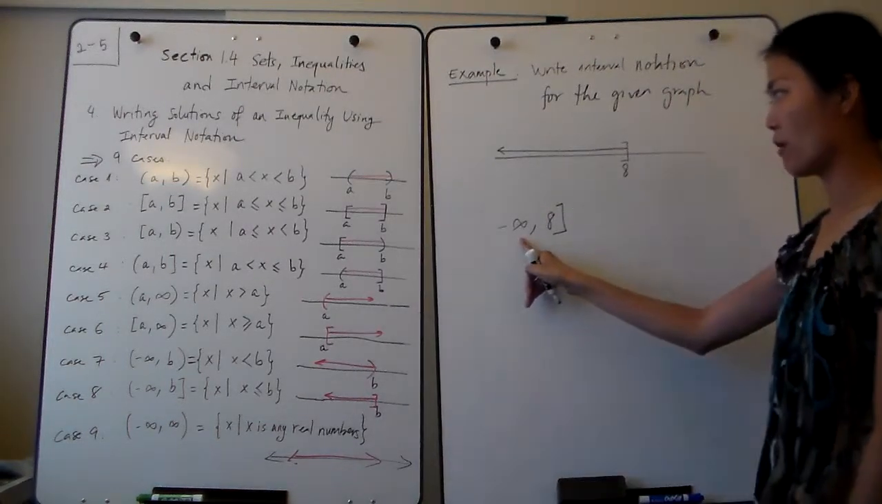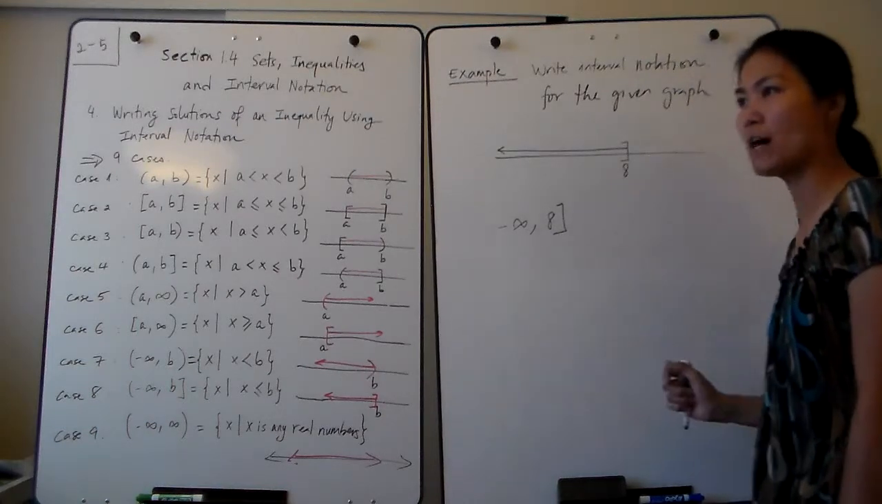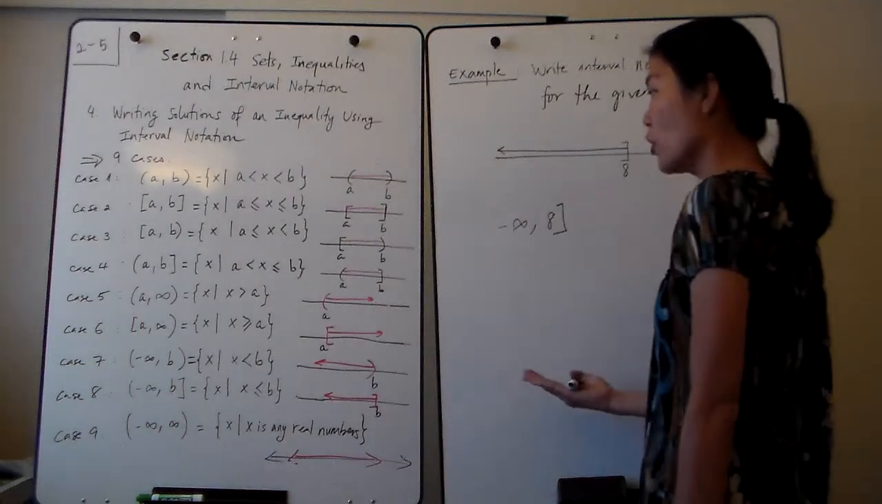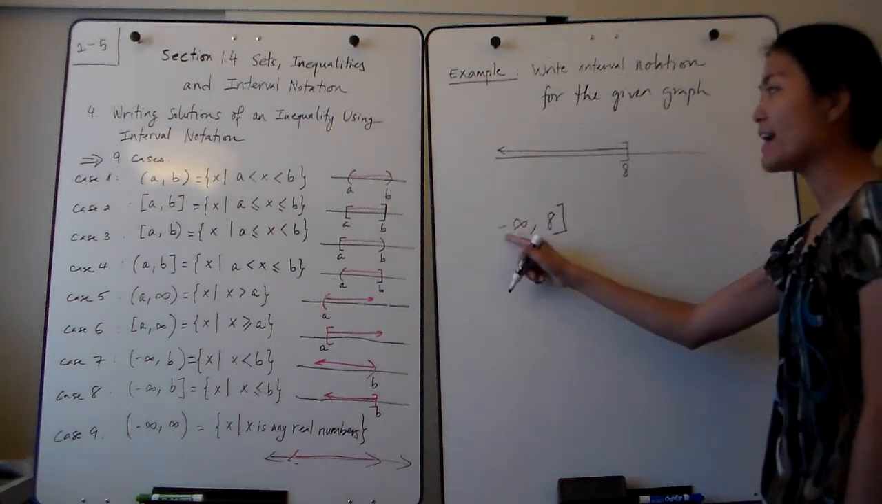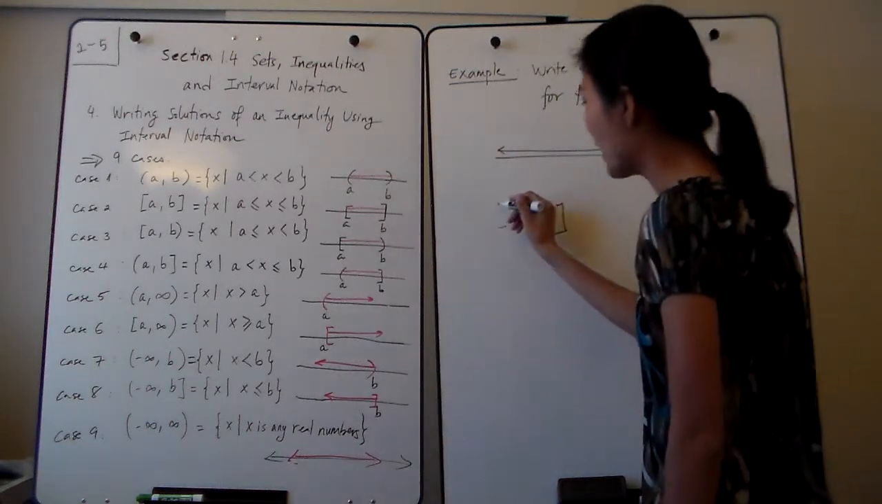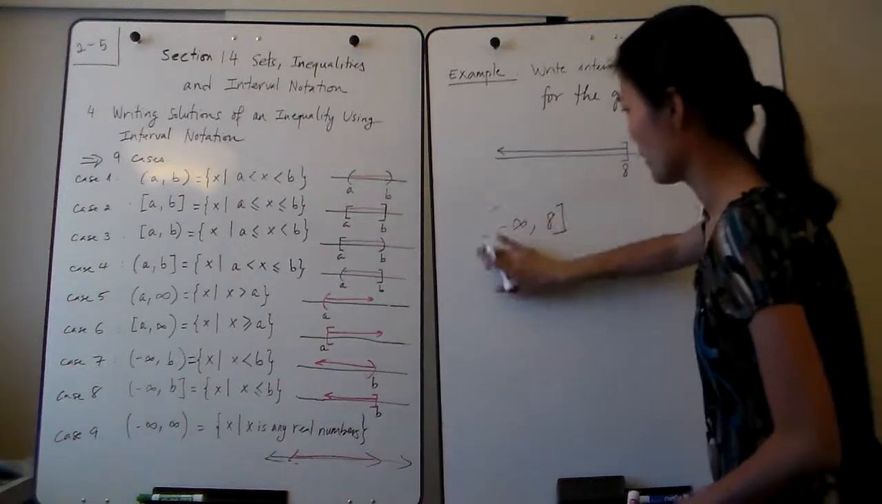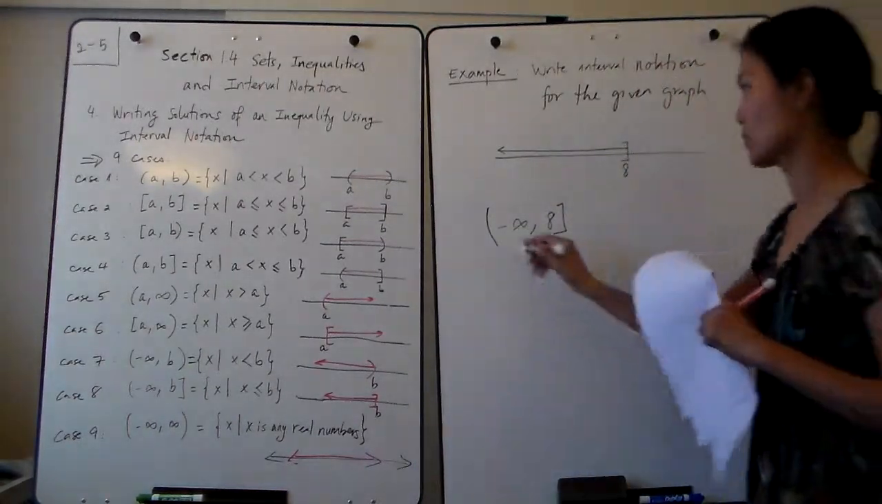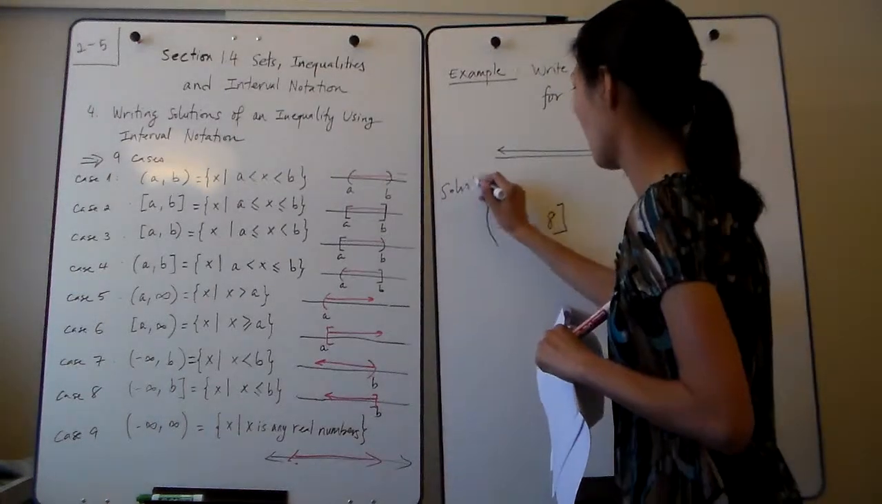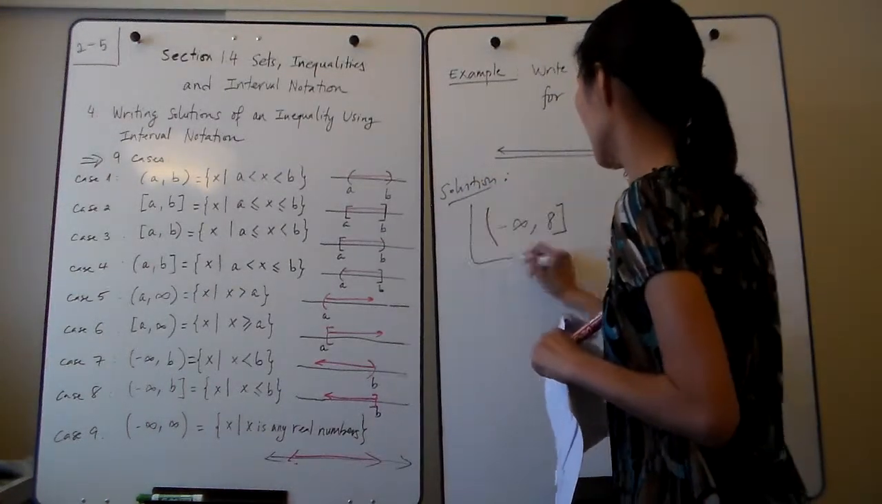Now again, for infinity, it's not a finite number, okay? So we don't know what number it is. We're going to use parentheses. For negative infinity, we use a left parenthesis, okay? So the answer is this.